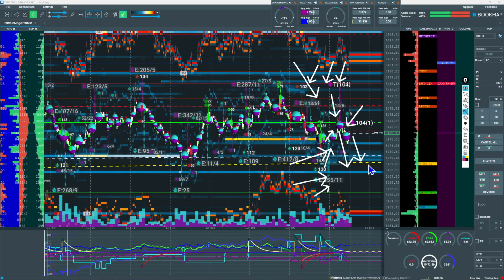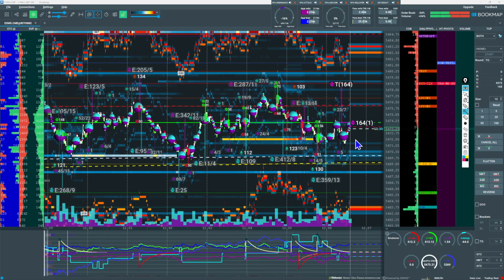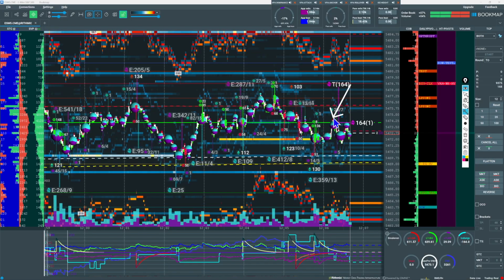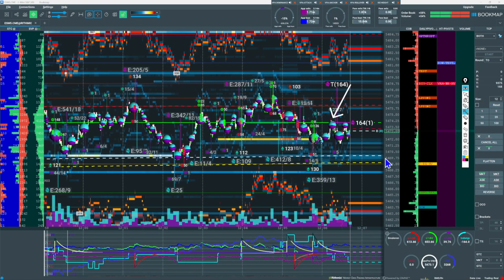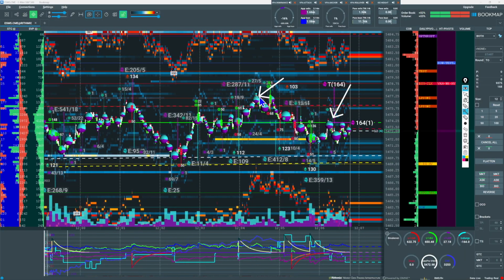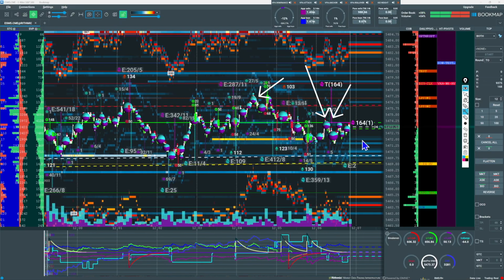We should get down to Camarilla R4. And let me just clean that up so you can see it. Right, so we have buyers coming back in. Let's see. Stop is above here. Because let's say you're in the trade from here, right? Your stop would be above here. Now we're trailing the stop to this level.